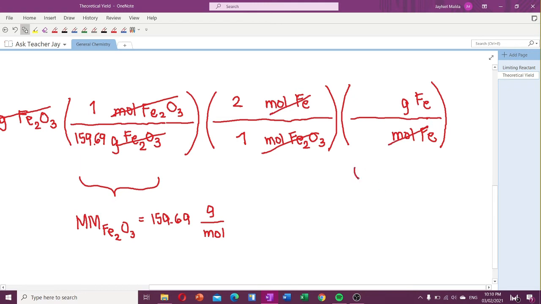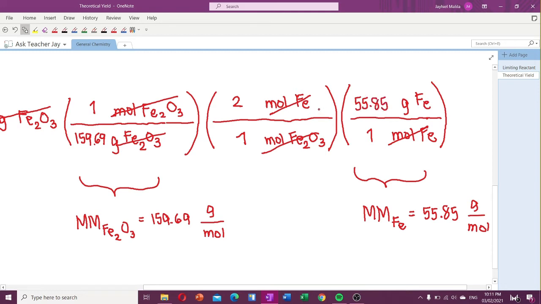Okay, this one is the molar mass of Fe. Pause the video if you want to determine the molar mass of Fe by yourself. Okay, so the molar mass is 55.85 grams per mole. So for every 1 mole of Fe, we have 55.85 grams.